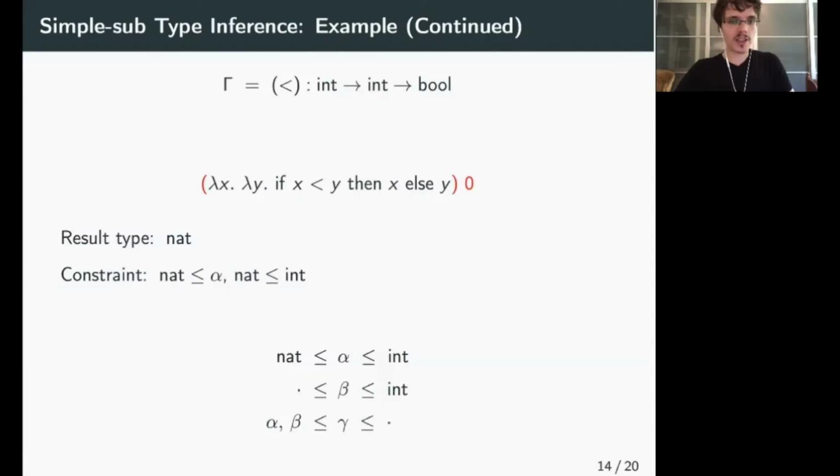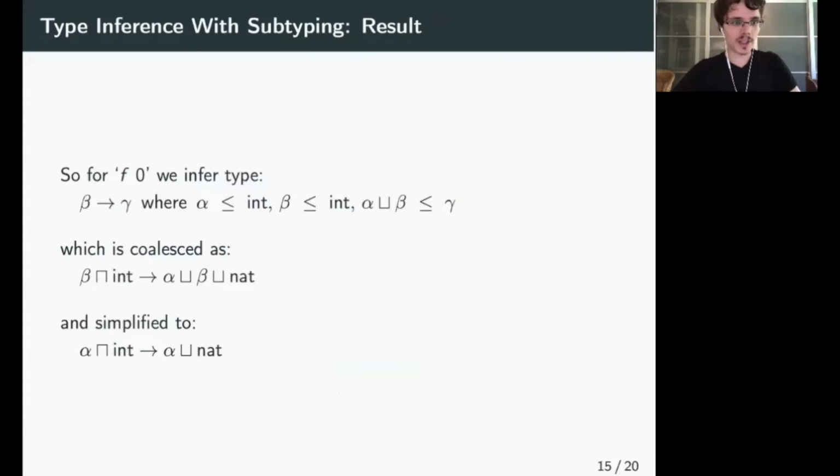But we are not done yet. We also have to propagate the constraint and check that nat is also a subtype of int, which works out. This gives us the result type beta to gamma with these new constraints, which yields the following simplified type: alpha intersection int to alpha union nat.